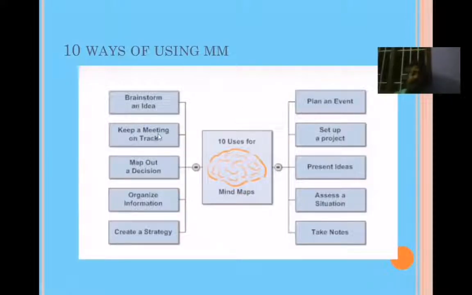When you want to keep a meeting on track, a meeting is going on, you want to take notes of what kind of things are being discussed in the meeting, you can make use of mind map. Map out a decision. You want to take a decision whether I should go for this or that. You want to do a SWOT analysis, strength, weakness, opportunities and challenges, or strength, weakness, opportunities and threats. You want to see the pros and cons of two different items. For all those things, you can make use of mind map to take a decision.